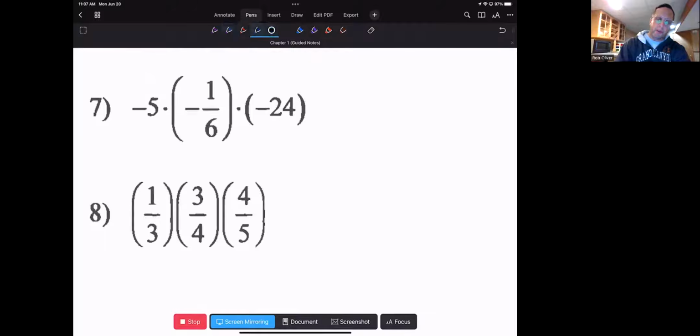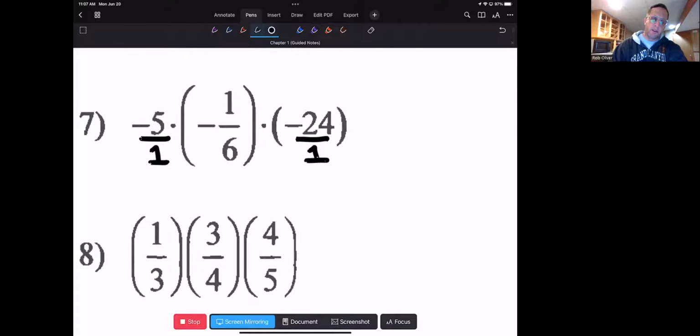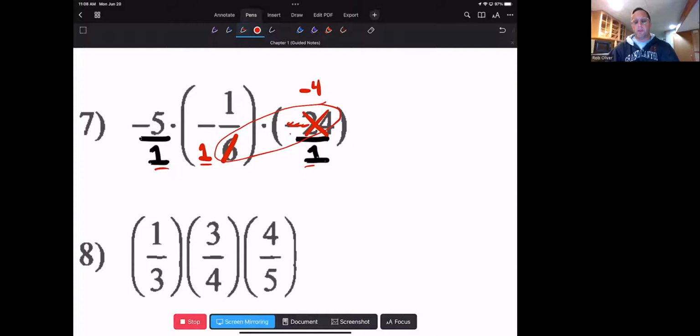For number 7, let's go ahead and make all these into fractions, and then look for any cross canceling we can possibly do. I see a little bit of cross canceling right here with the 6 and the 24. 6 divided by itself is 1, and 24 divided by 6 is going to be -4. I'm just putting that negative up there. So it's -4. Now notice all the denominators are 1, so we really don't need to worry about the denominators. We just know that it's going to come out to be an integer when we're all done.